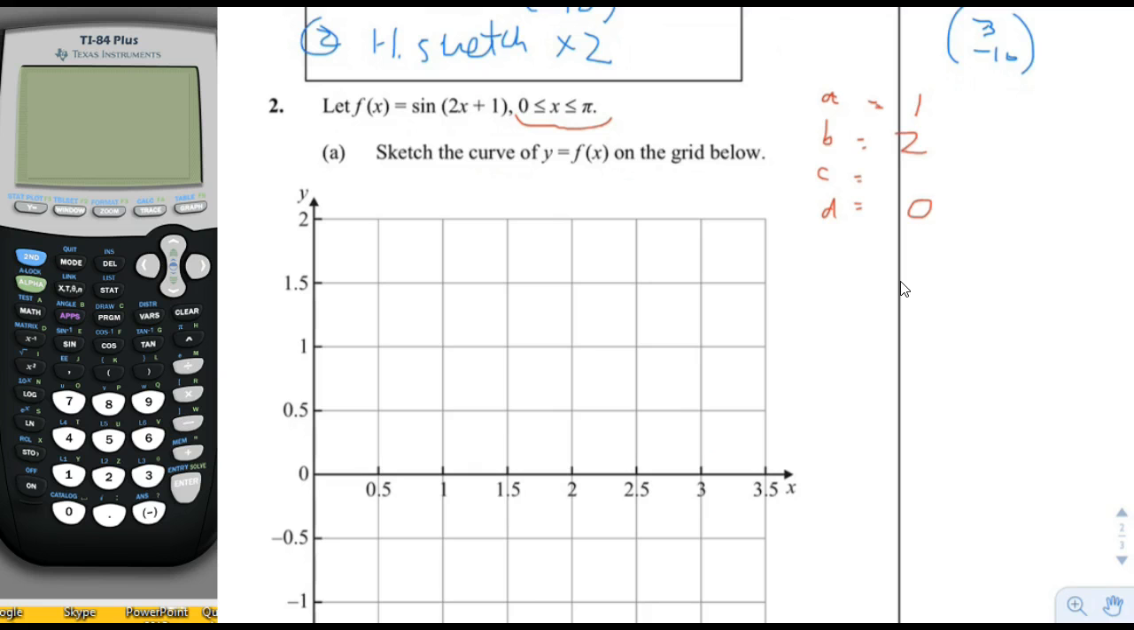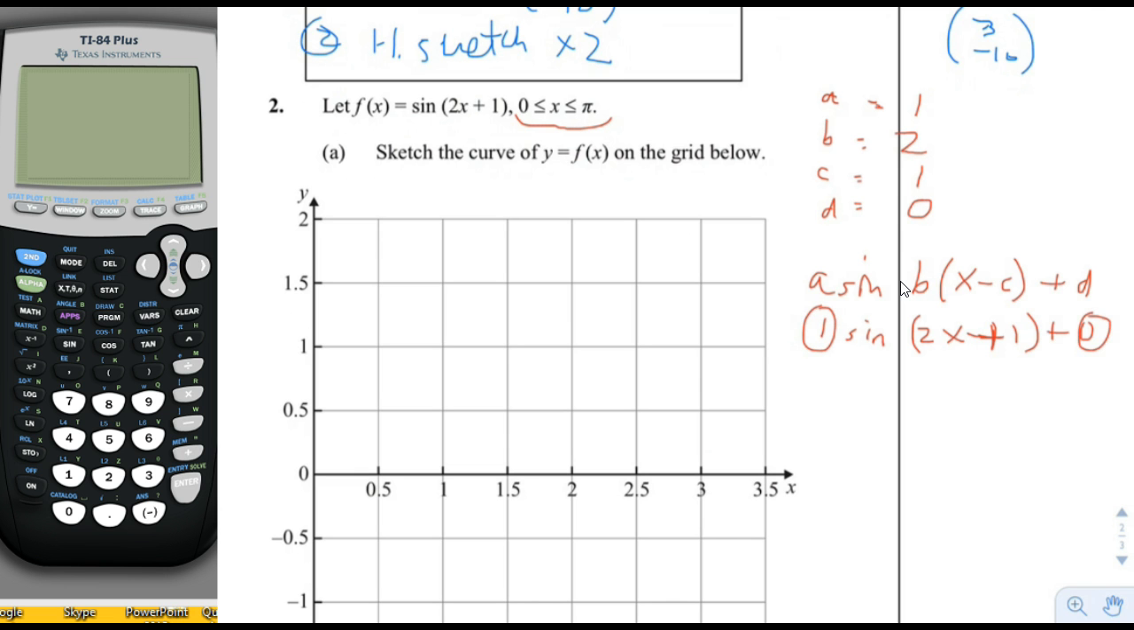Okay. Now what about c? C appears to be 1, right? But you have to be really careful here. They're being tricky. Because remember what the standard form of sine is: a sine of b times x minus c, plus d. And if you compare it to what they have here, which is sine 2x plus 1, they don't have it in the same form as what you're expecting. Okay, a is 1, d is 0, I get that.